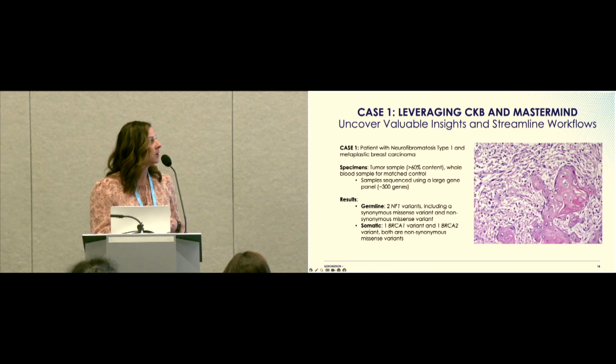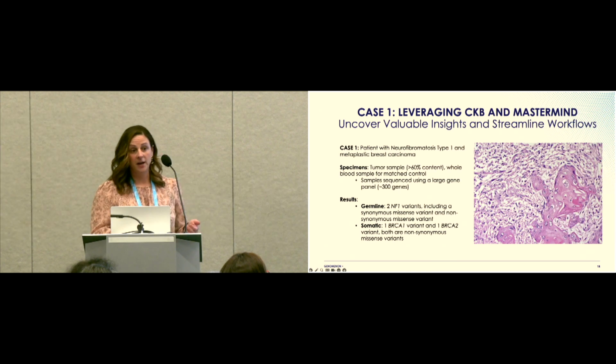So looking at our first case, we have a patient with neurofibromatosis type 1, as well as metaplastic breast carcinoma. Specimens were submitted for testing, including the tumor sample, as well as a whole blood sample for matched control. So really, is there a potential germline variant underlying that neurofibromatosis type 1?